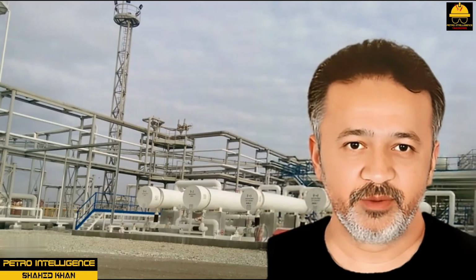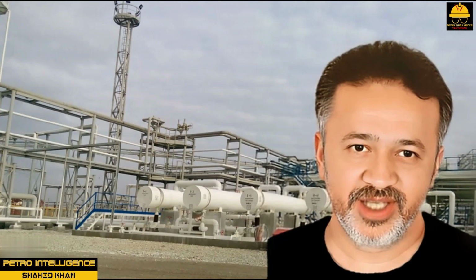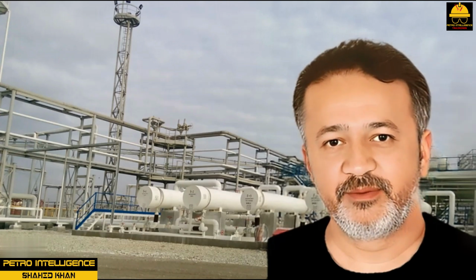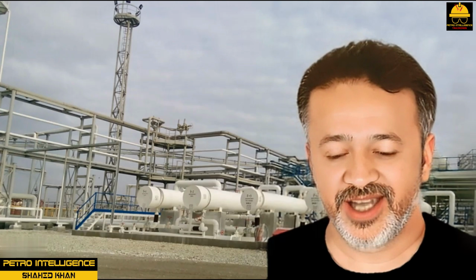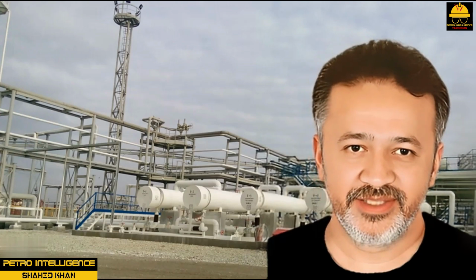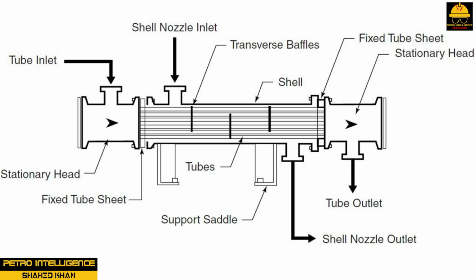Fixed head, single pass. The term fixed head refers to the physical connection between the tube sheet and tubes in the head. In a fixed head, single-pass shell and tube heat exchanger, the tubes are connected to 2 tube sheets that are firmly attached to the shell, and 2 stationary heads as shown in picture. Process flow, tube inlet, enters the head and is directed toward the fixed tube sheets.